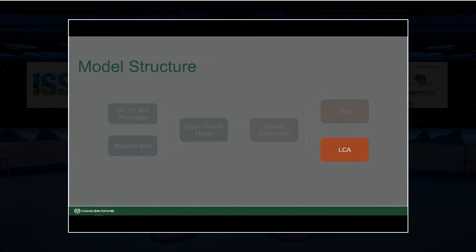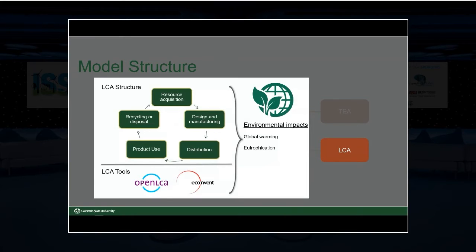Not only did we consider the economic feasibility, but we also considered its environmental impacts through a life cycle analysis. The structure of the LCA accounts for all the cradle-to-grave impacts of this proposed system. This translates to a well-to-wheel system boundary for a biofuel system. So we considered all the steps from resource acquisition, design and manufacturing, distribution, product use, and recycling and disposal, completing that loop. We used OpenLCA and EcoInvent databases to obtain the life cycle inventory data in order to get back out what these environmental impacts are. And in particular, we looked at global warming potential and eutrophication.